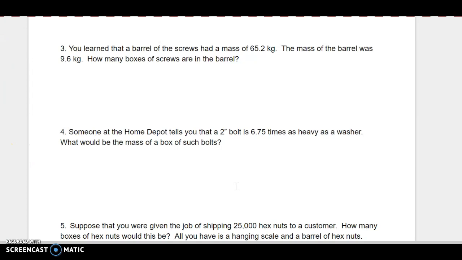You learned that a barrel of screws has a mass of 65.2 kilograms, okay? So here's my given. All right, this is my given. A barrel is 65.2 kilograms, okay? So 65.2 kilograms is in 1 barrel, all right? I want to know how many boxes of screws are in the barrel. So eventually when I'm done, I want boxes per barrel. All right, because I want to know how many boxes are in there, okay?